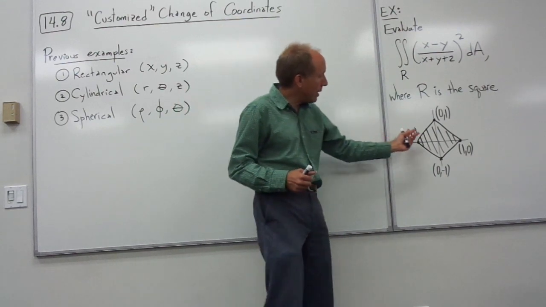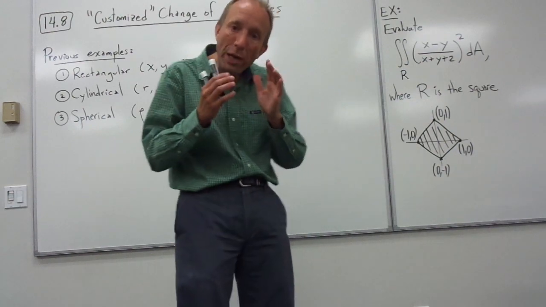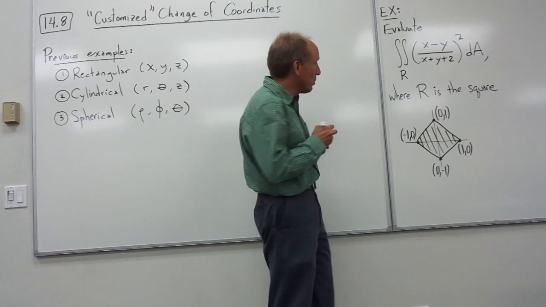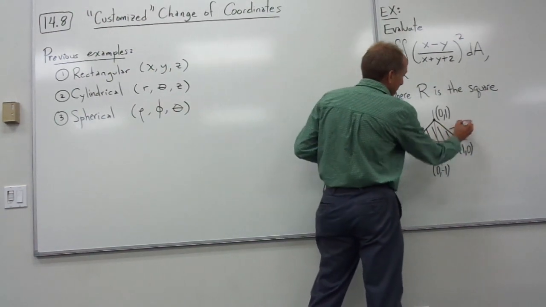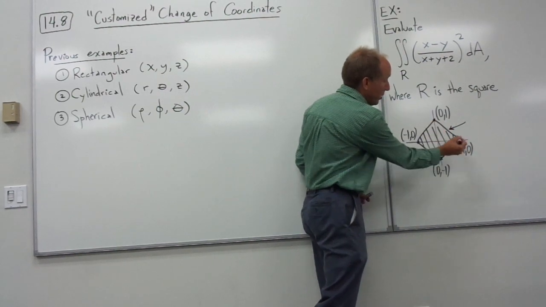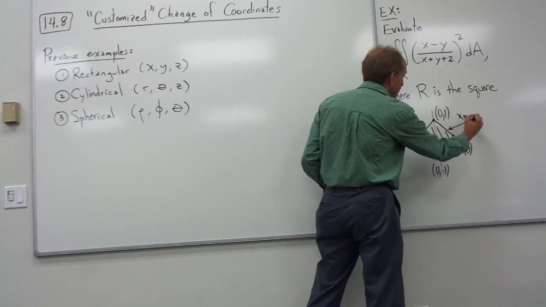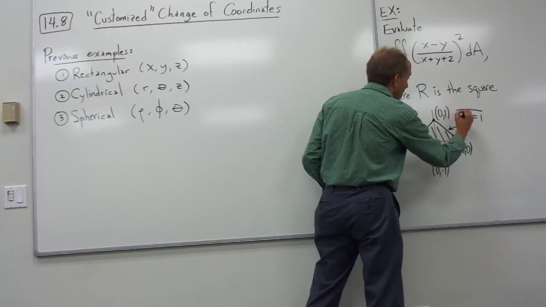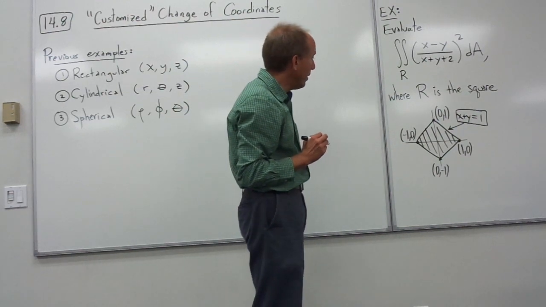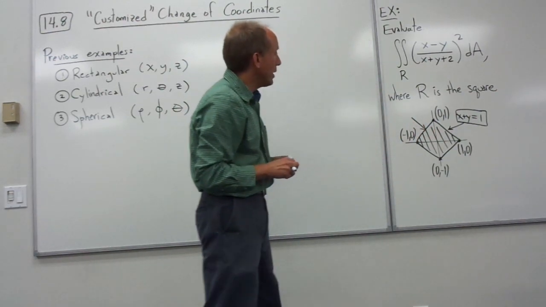The way that I can get started on that here in this example is I can write down the equations of the boundary of the region R. This is what I'm going to want to do. So for example, the side of the square that is in the first quadrant here would have an equation, if you think about it, which is just x plus y equals 1. So x plus y equals 1.